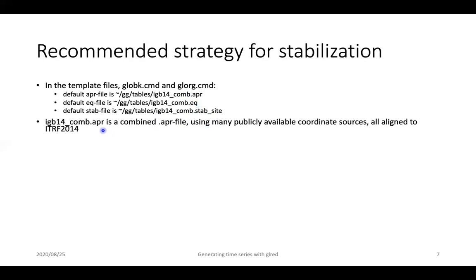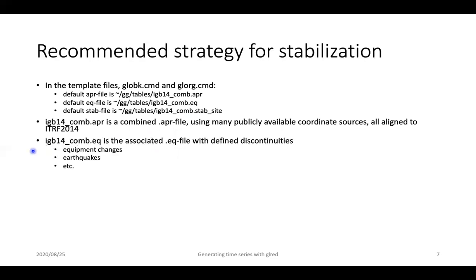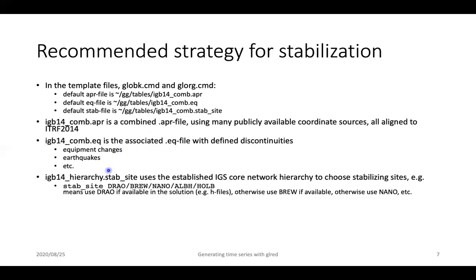The igb14_comb.apr file is actually a combined APR file using many publicly available coordinate sources, all aligned to the current IGS realization of ITRF 2014. So as I said, the igb14_comb.eq file is associated with the APR file with defined discontinuities due to equipment changes and earthquakes, for example.